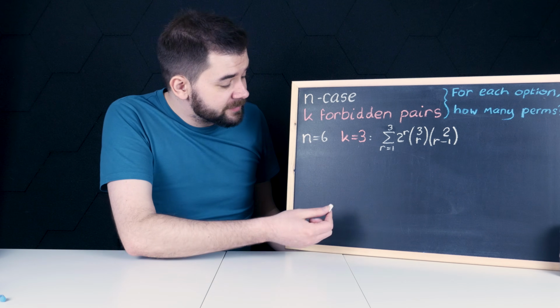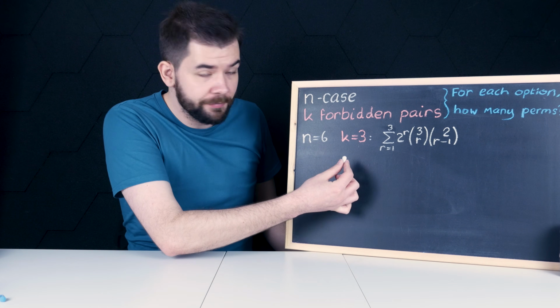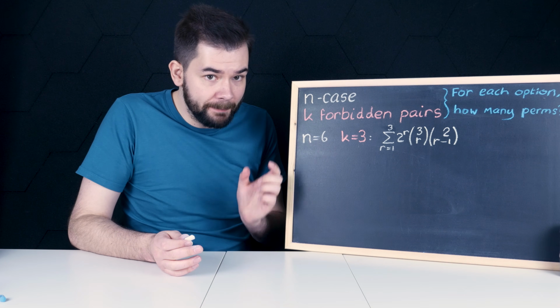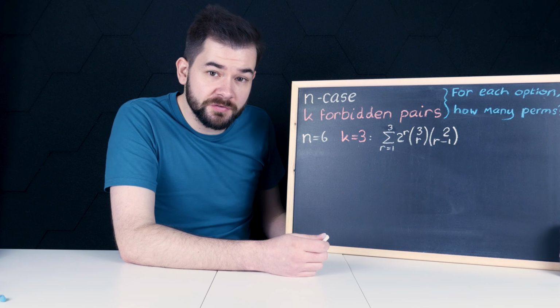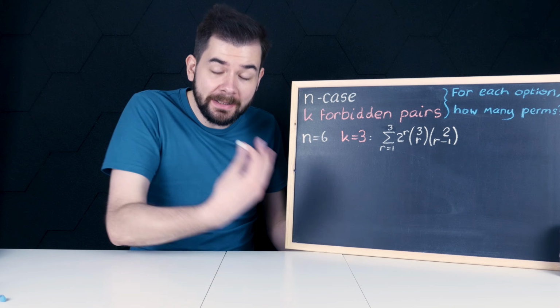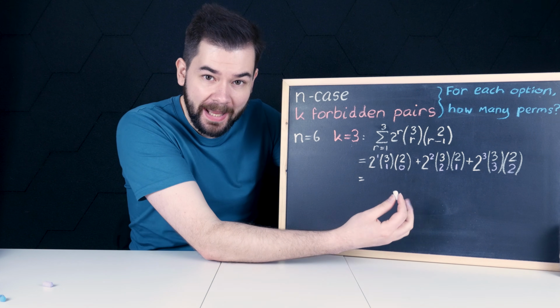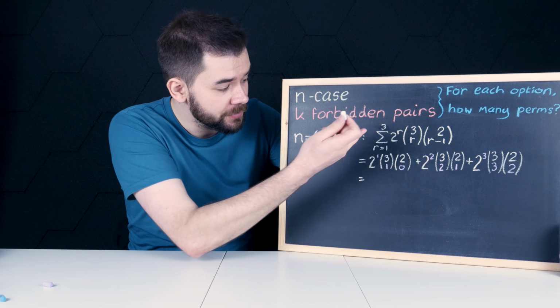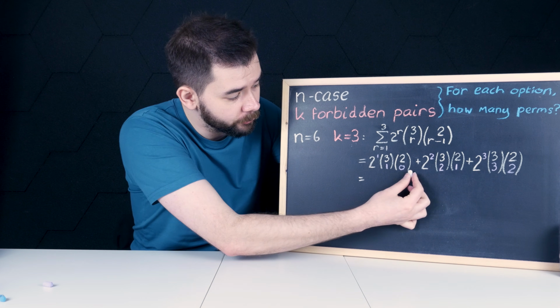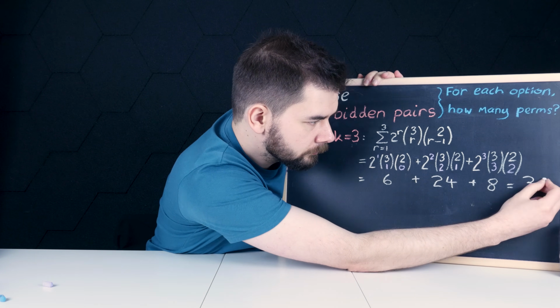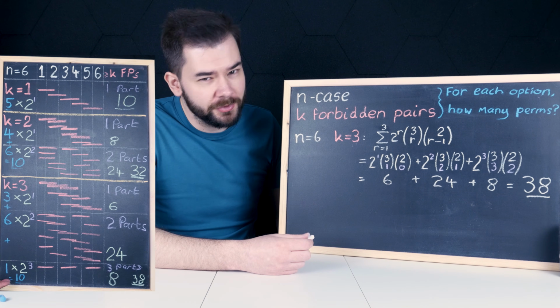So back to our classic example of n equals 6 and k equals 3. So that's a permutation on 6 integers with 3 forbidden pairs. Let's use our formula that we've just discovered to calculate how many possibilities there are for how those forbidden pairs are arranged. So substituting n equals 6 and k equals 3 into this formula produces this. So this is the case when r equals 1, r equals 2, r equals 3, and then we just work these all out and add them all together. So there are 38 possibilities, which should sound familiar.